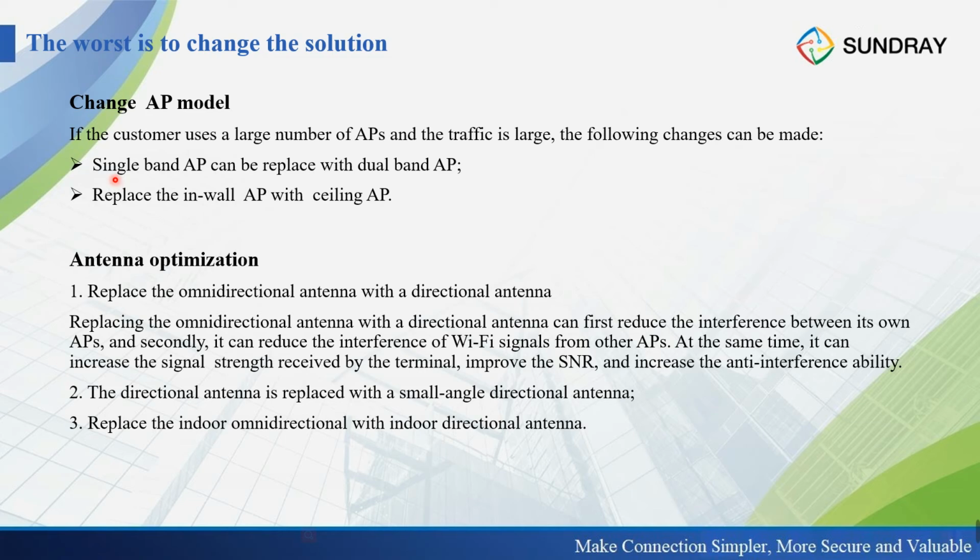Sometimes we change the AP from a dual band AP, the EVO AP, to the CD AP, and do AP antenna optimization. We may use a directional antenna to replace the omnidirectional antenna, and we use a small angle directional antenna to replace the directional antenna, because we want to cover a longer distance.